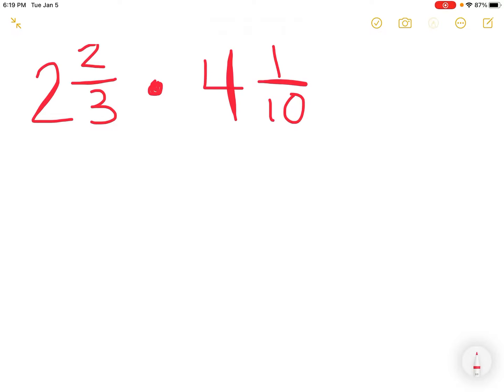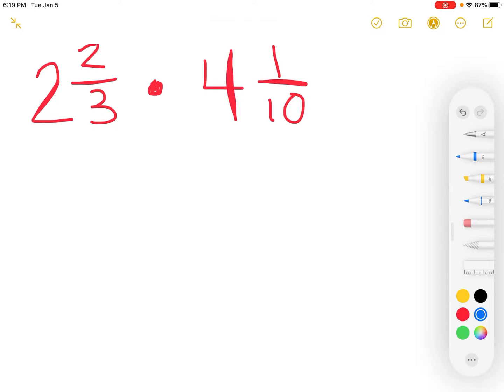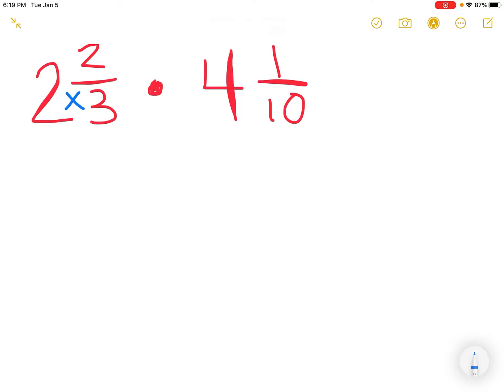The way we do that, grab a different color here, is we take our denominator and multiply it by the whole number out in front. 3 times 2 is 6. Then we add the pieces in the numerator to that 6, which is another 2. 6 plus 2 is 8. That means 2 2/3 as an improper fraction is 8/3.